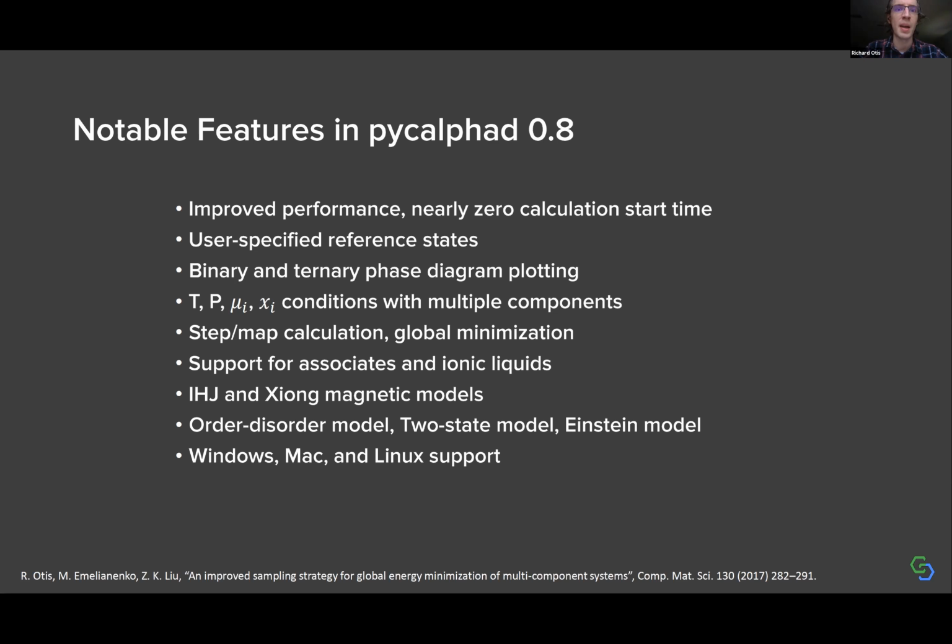All of the accepted, I would say, models for magnetic ordering. So that's the Inden-Hillert-Jarl model, as well as the model from Xiong and Wei-Shang. We support those, as well as many of the other models you could potentially want to use, like the order disorder model, 2-state model, Einstein model. And we are supported on Windows, Mac, and Linux platforms.